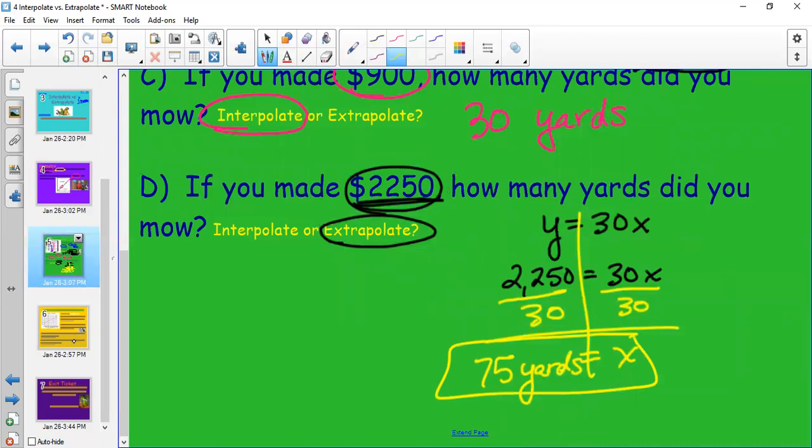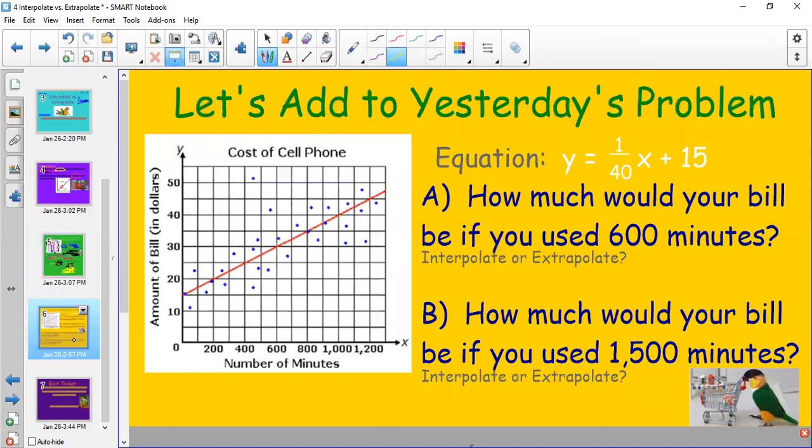Okay, let's see how you did on this one. We're going to try one more. If you want to pause and try A and B on your own, feel free to do that, and I will go through the answers. Again, we used this problem yesterday.